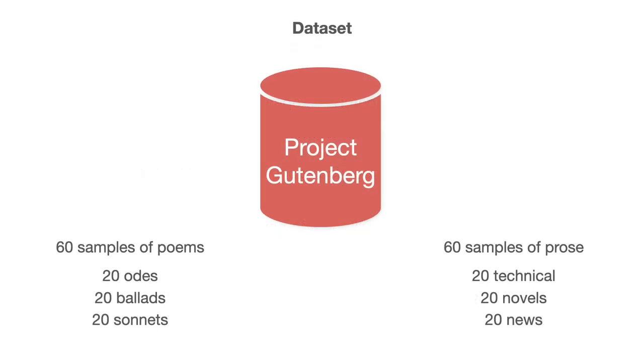To test this approach, we chose a data set coming from Project Gutenberg, and it's basically 60 samples of poems and 60 samples of prose.